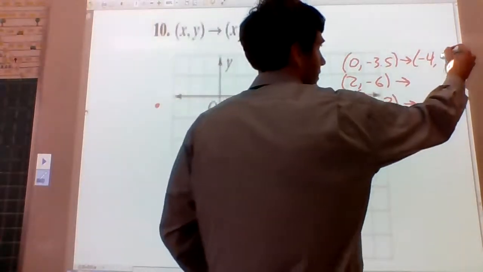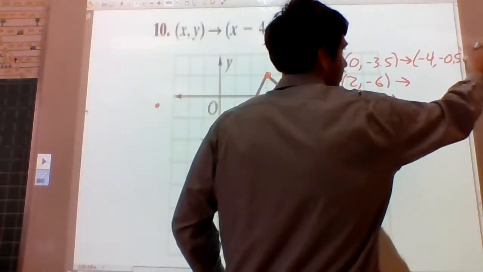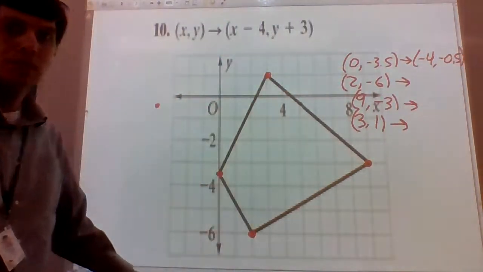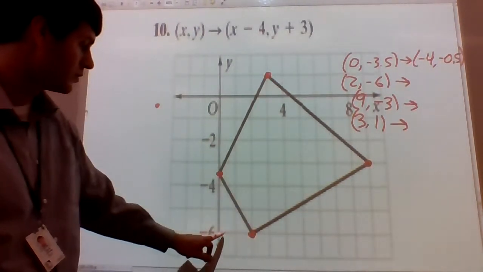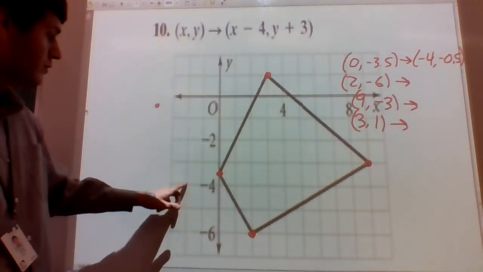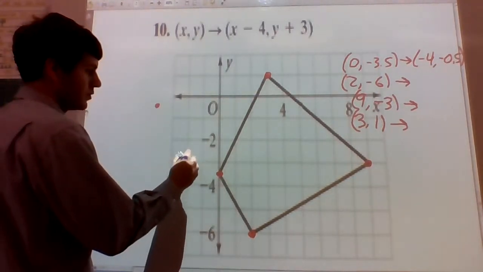-3.5 plus 3 is -0.5. Okay. To -6, we want to go left 4. 1, 2, 3, 4. Up 3. 1, 2, 3. That should be -2, -3.